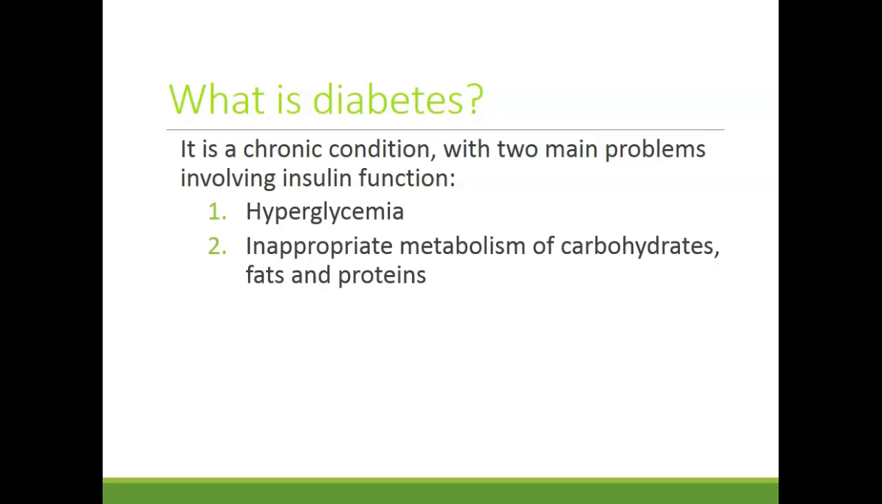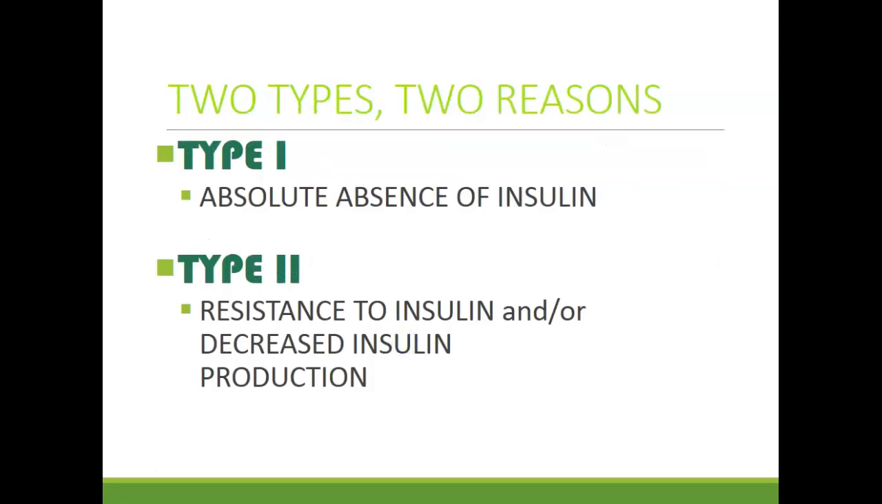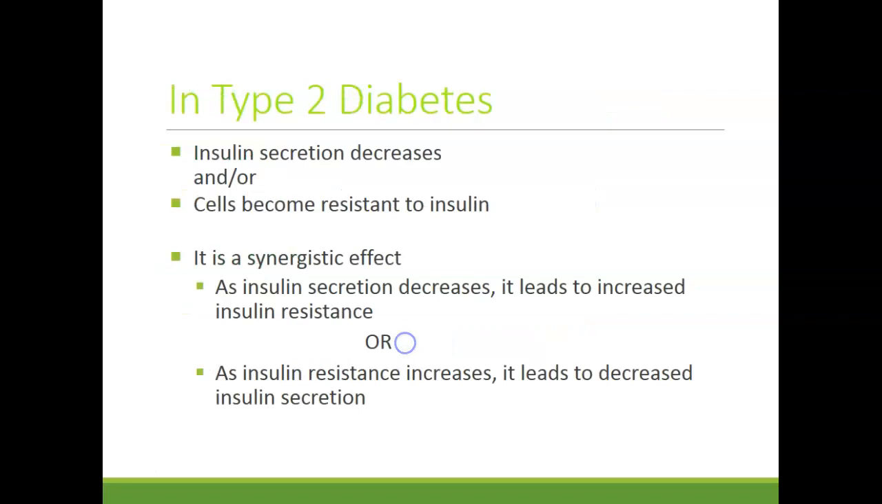It's going to be a problem of hyperglycemia or the inappropriate metabolism of carbohydrates, fats, and proteins. Remember, there are two types, type 1 and type 2. Type 1, absolute absence of insulin. This again is going to be an autoimmune issue. For type 2, there's going to be a resistance to insulin and or a decrease in insulin production. Type 2, there can be a decrease again in the insulin.